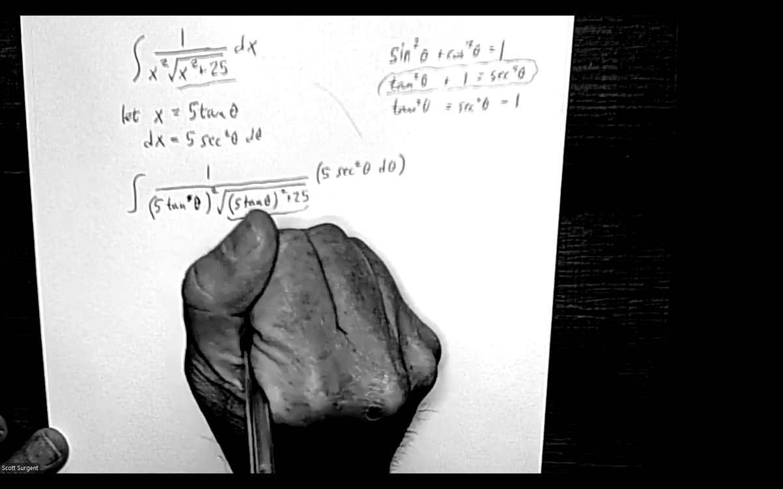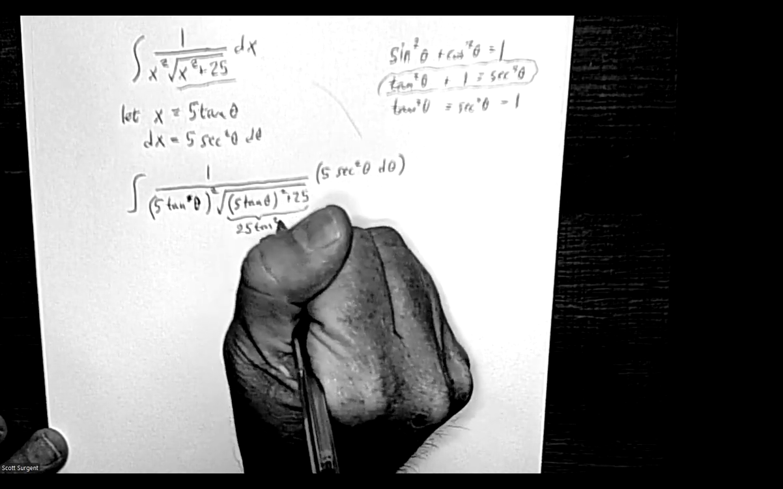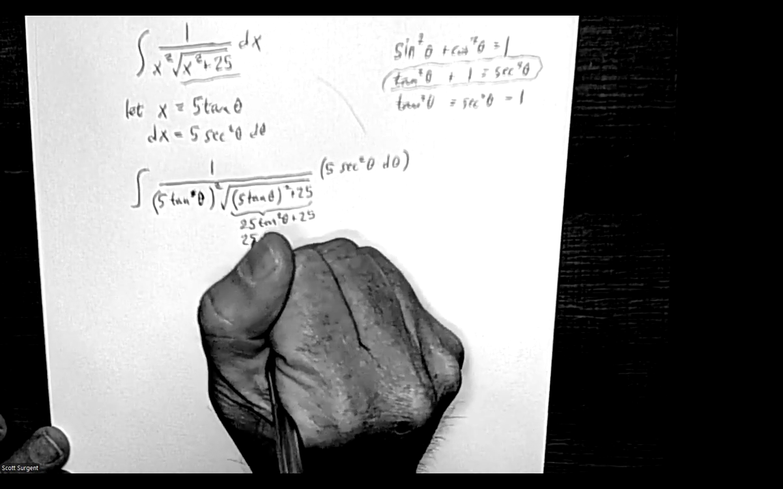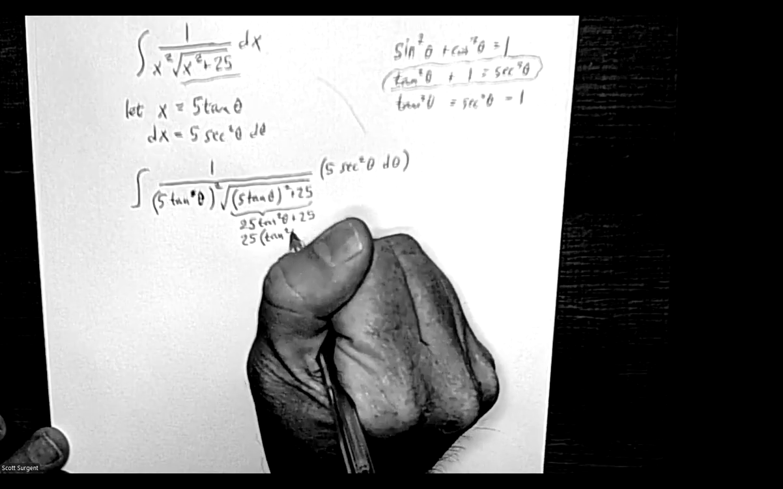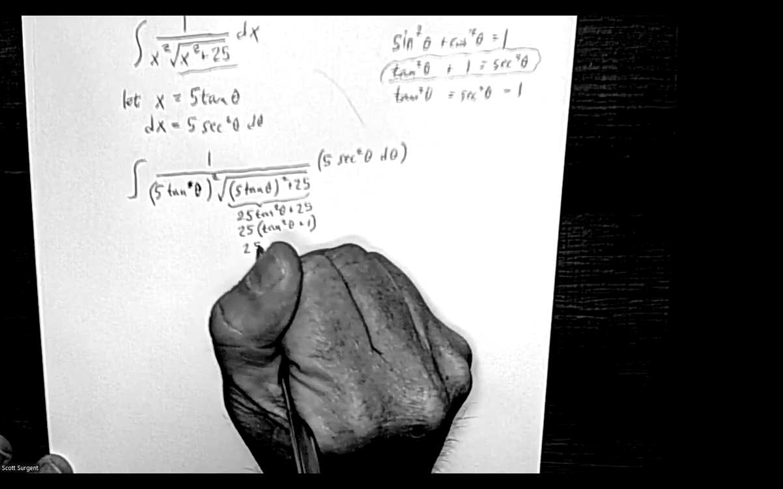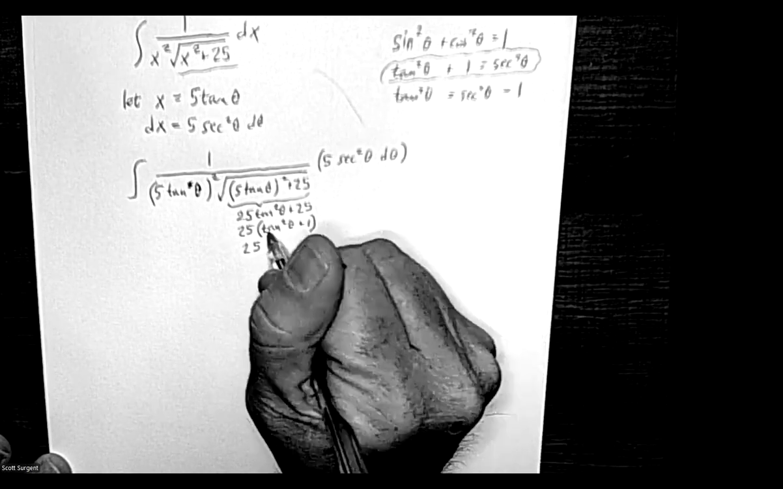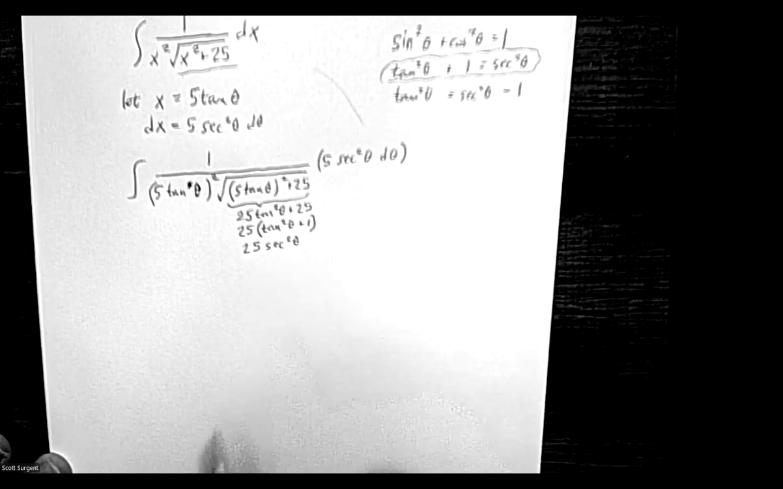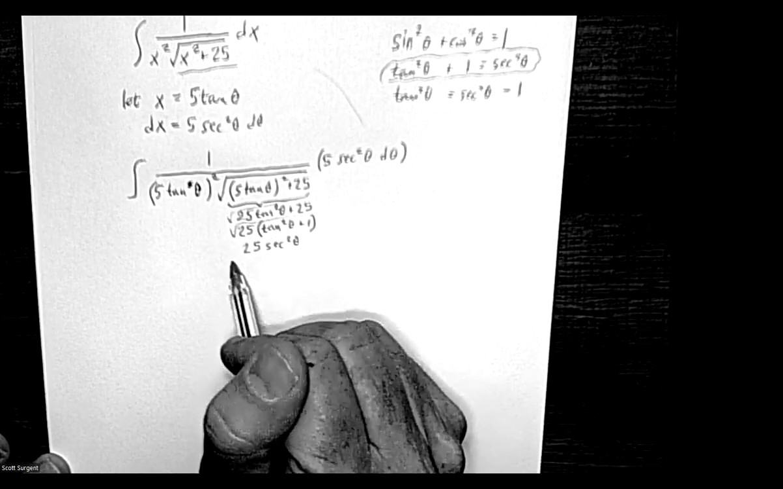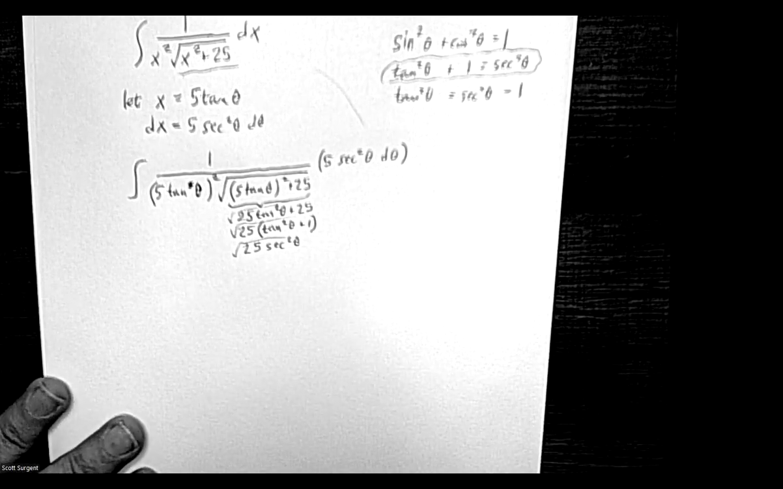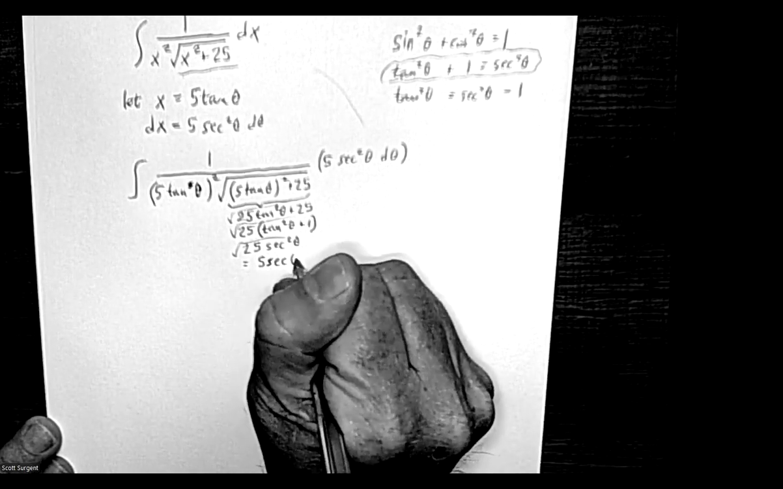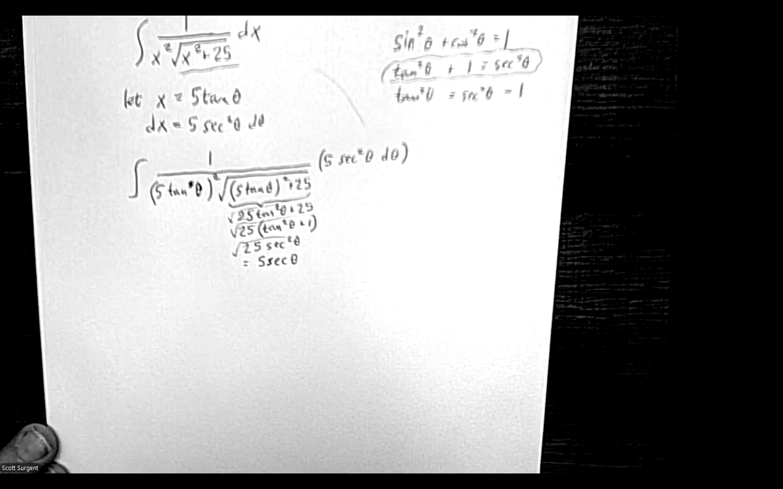The radical part becomes 25 tan squared theta plus 25. Furthermore, that factors as 25 parentheses tan squared theta plus 1. And furthermore, tan squared plus 1 right here is secant squared. These are all underneath radicals. So it really works out just to be 5 secant theta. We've gotten rid of the radical.